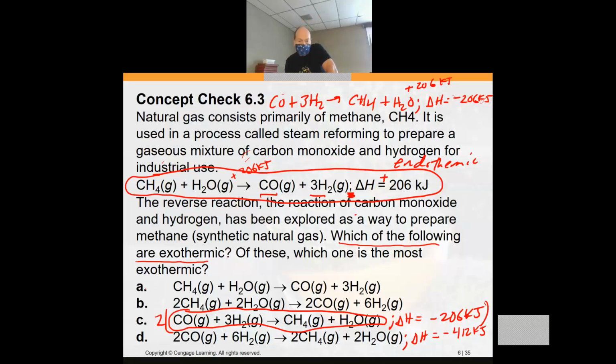The first reaction, part A, is exactly what was given. This delta H is exactly what is given. This is delta H of 206 kilojoules.